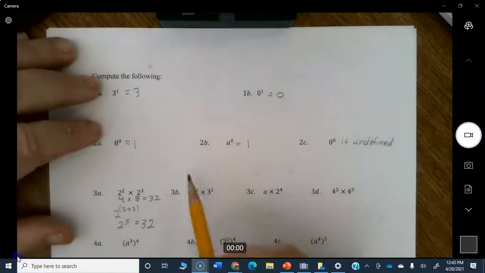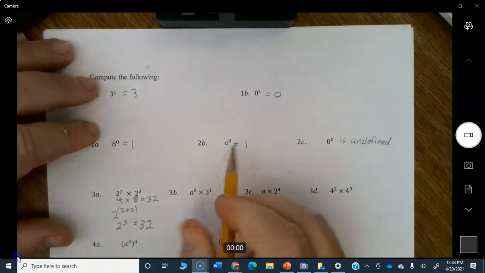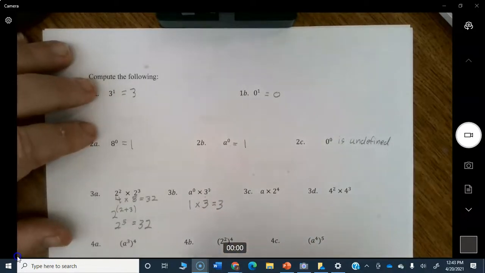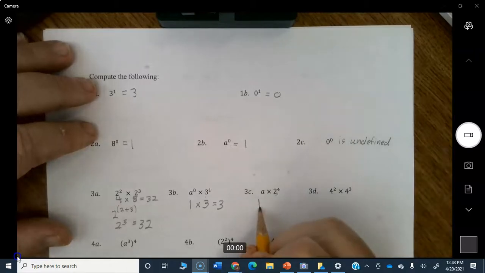All right, let's go ahead and do this one. So a to the 0 equals 1. We said that up here. And 3 to the first equals 3. So this, no matter what a is, is going to equal 3. All right, a times 2 to the 4th. Well, 2 to the 4th is 2 times 2 times 2 times 2. That's 16. And 16 times a, you can't simplify that any further, so it's just 16a.